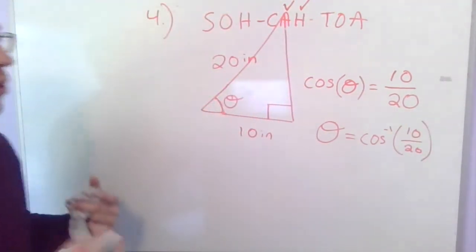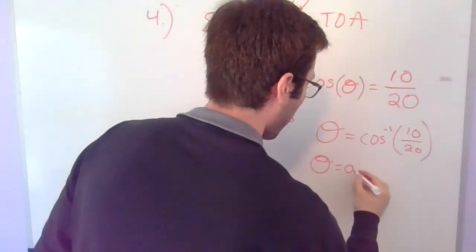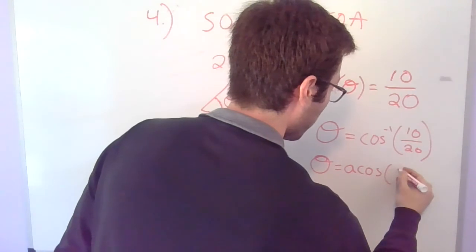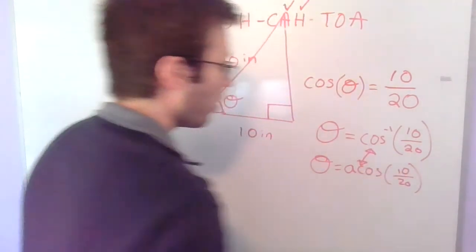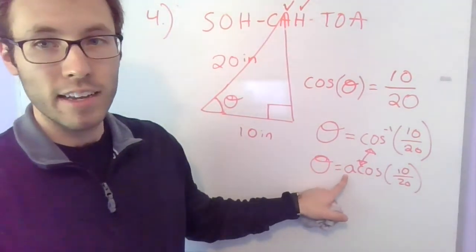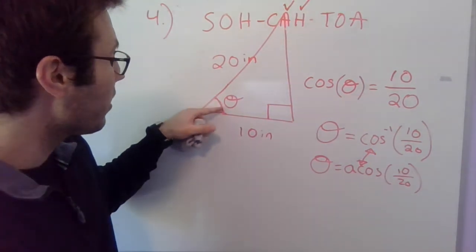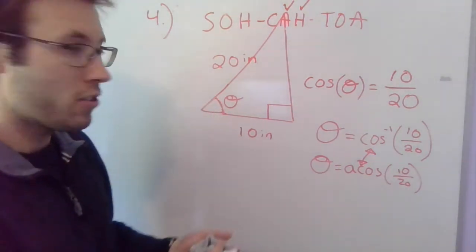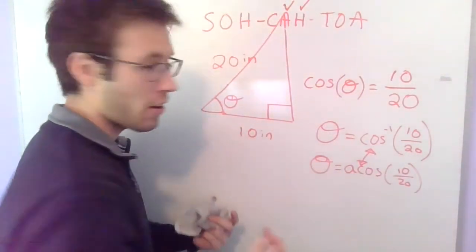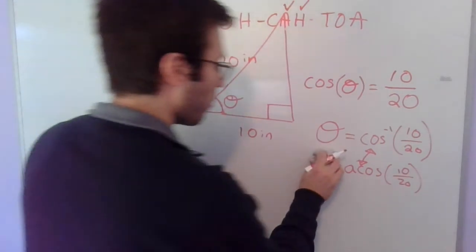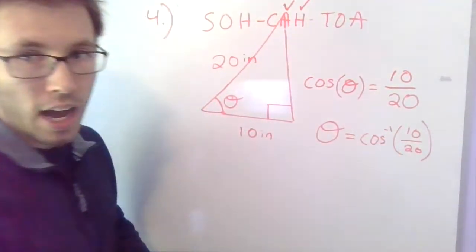A lot of times you will see this represented as theta is equal to arccosine of 10 over 20. These mean the same thing. The A stands for arc length. Arc length is the distance from here to here, the measure of your arc. It's commonly used, and this is the most common notation.